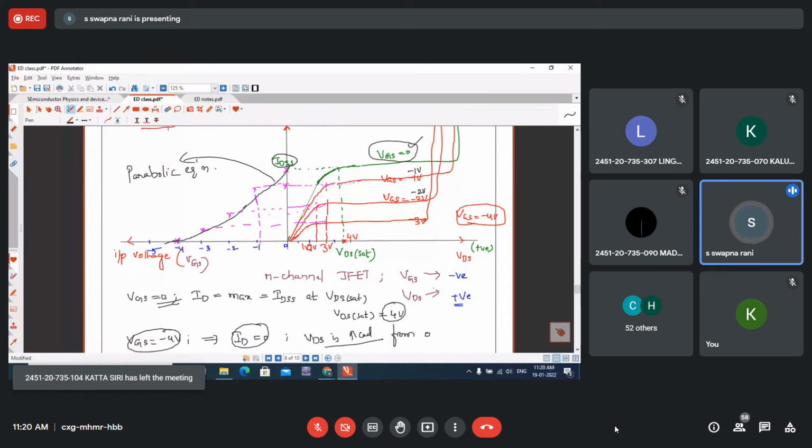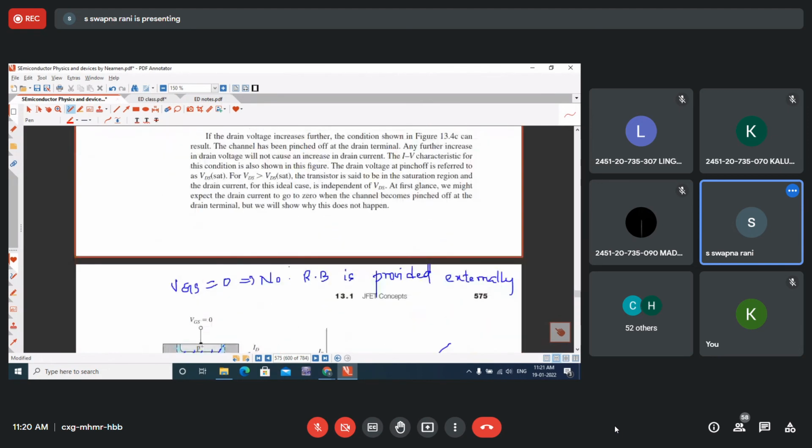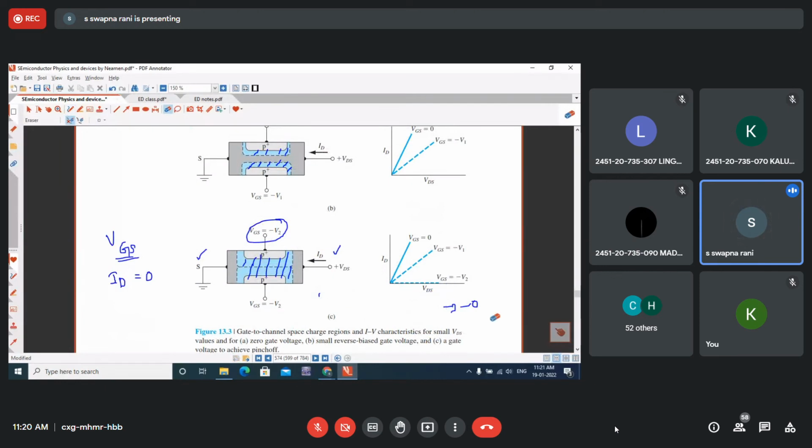And finally, when VGS equals -4, how will you draw the characteristic curve? It is going to be a straight line. This is -4 volts. So when VGS equals -4, the current is 0, even if you increase VDS from 0 to any positive value. This is the situation in the JFET when we apply -4 volts: the depletion regions are uniformly widened so that the entire channel is filled with depletion regions. And see here on this curve, the current becomes 0.